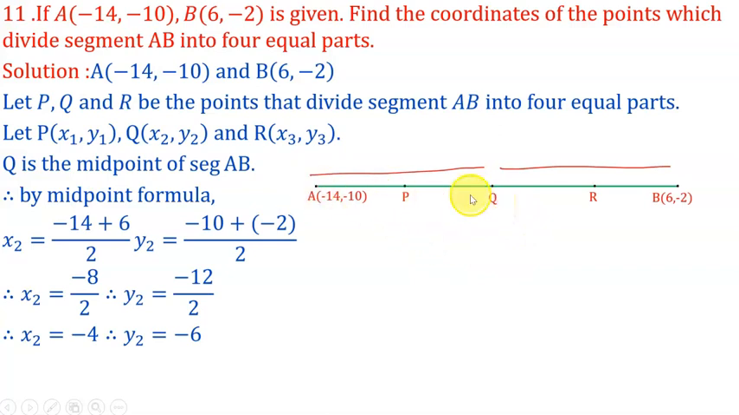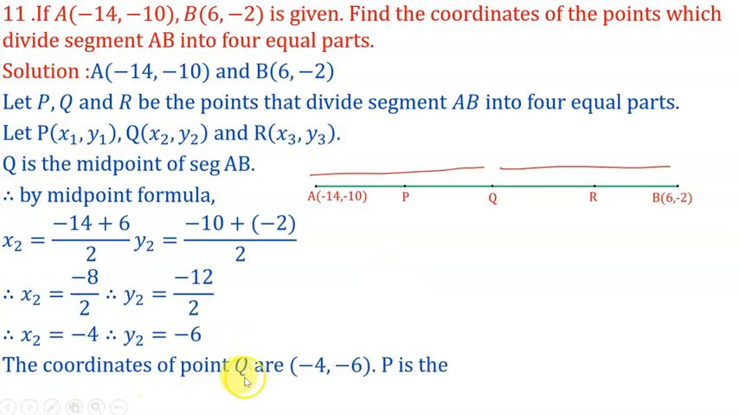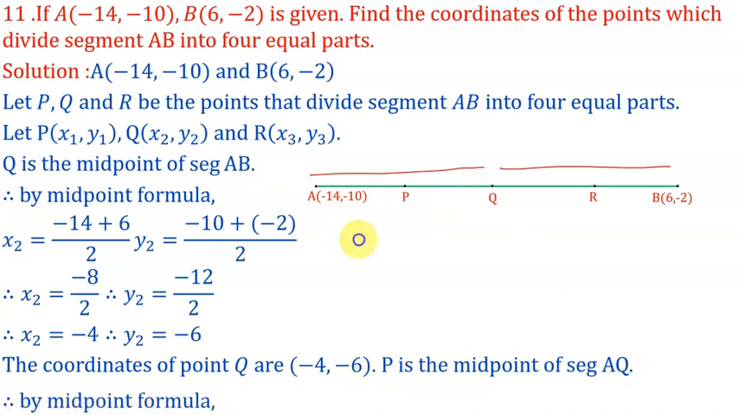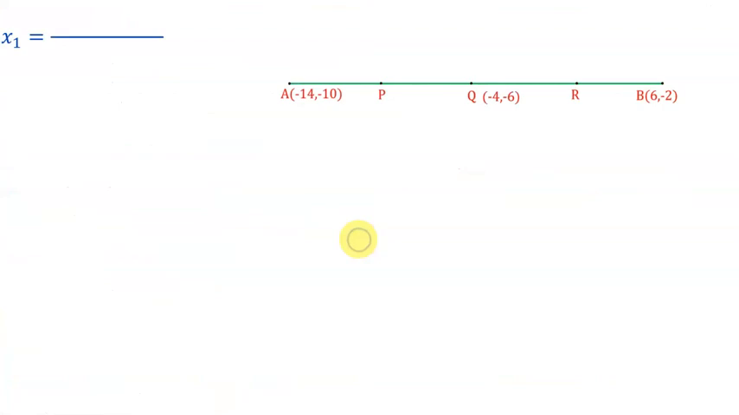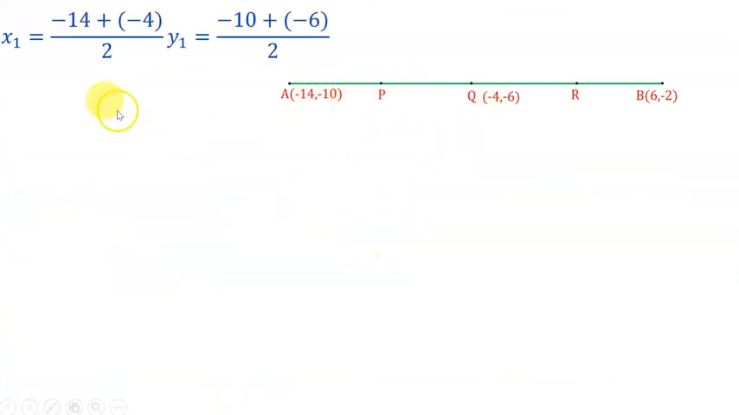आता P हा AQ चा मिड पॉइंट आहे आणि पुन्हा आपण इथे मिड पॉइंट फॉर्म्युला अप्लाय करणार. Okay, therefore the coordinates of the point Q are -4, -6. P is the midpoint of AQ. Okay, therefore by midpoint formula, इथे आपल्याला Q चे coordinates मिळाले.